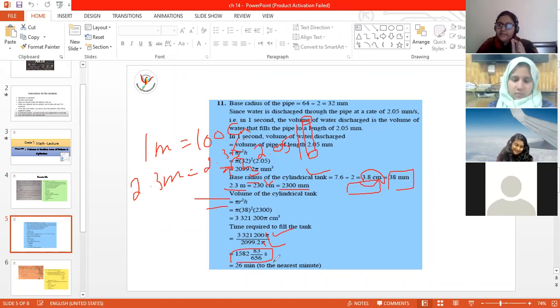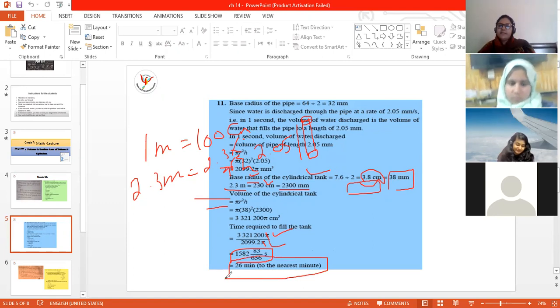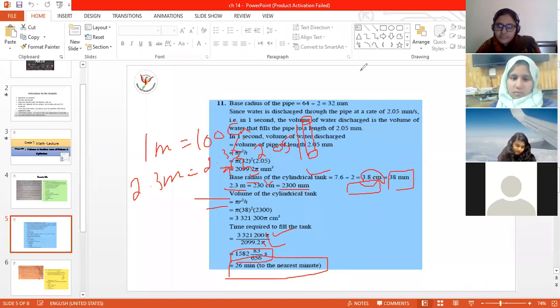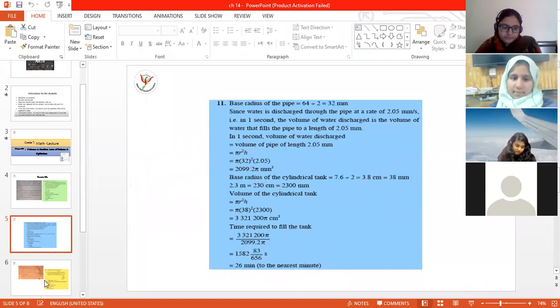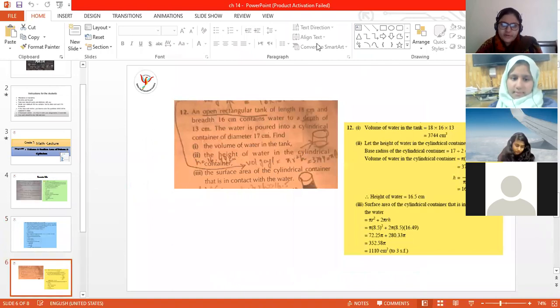But now you have to change. He is saying find the nearest minute. Then convert this second into minute. If you are converting second into minutes, divide it with 60. Right, when you divide it with 60, the answer will become 26 minutes, and this is the nearest minute. Now if there is any question related to question number 11, then please raise your hands. No questions. Okay, now let's do question number 12.